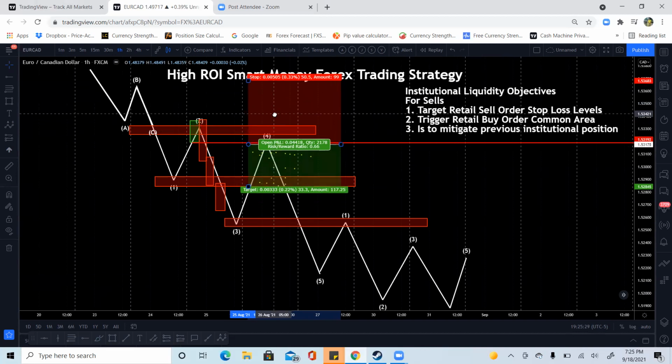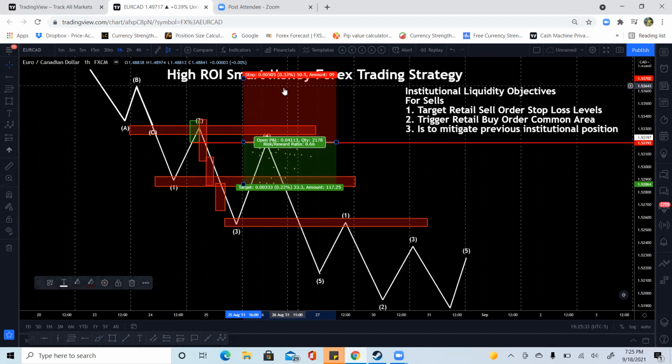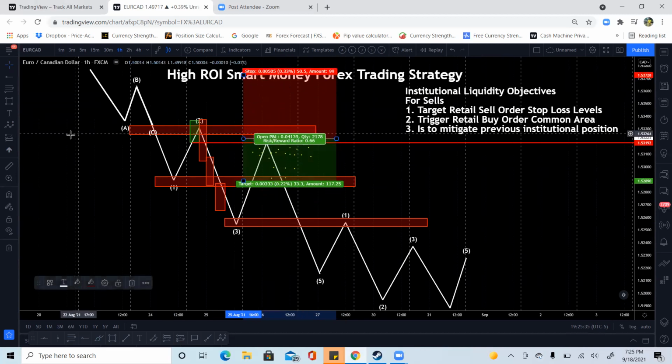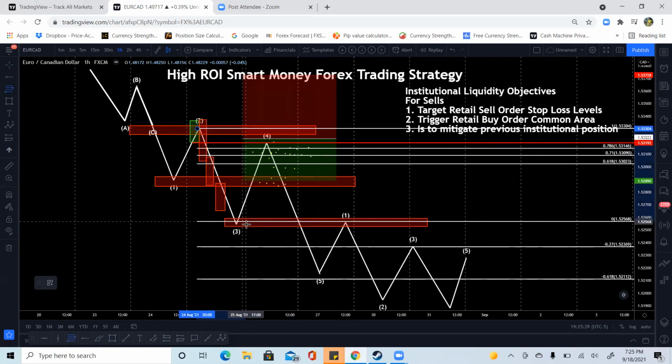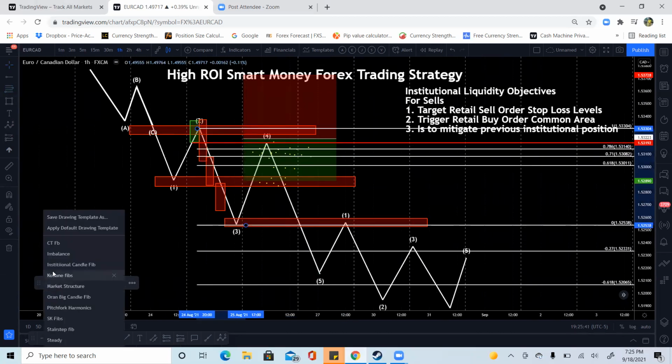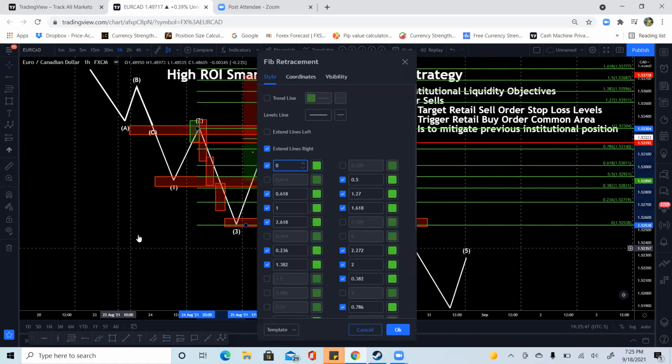And a lot of the times, let's go back to the retail aspect. A lot of times when retail traders trade, they trade using other levels. So a lot of people are taught to use the Fibonacci levels. So let's take some of these extinction points off so we can see it clearly.